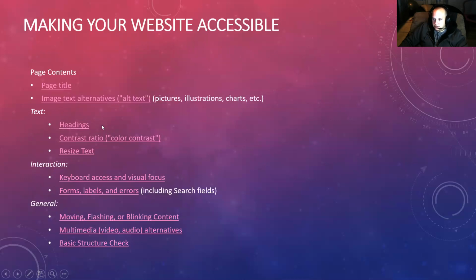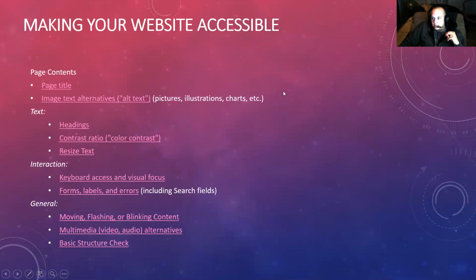Good headings, contrast ratio, color, for the people that are colorblind. Resize the text so it's bigger, keyboard access, and visual focus. So we talked about that, make it so that people can type into your website. And I don't really know how to do that, but I will go over the things that we can do now. Forms, labels, and errors.